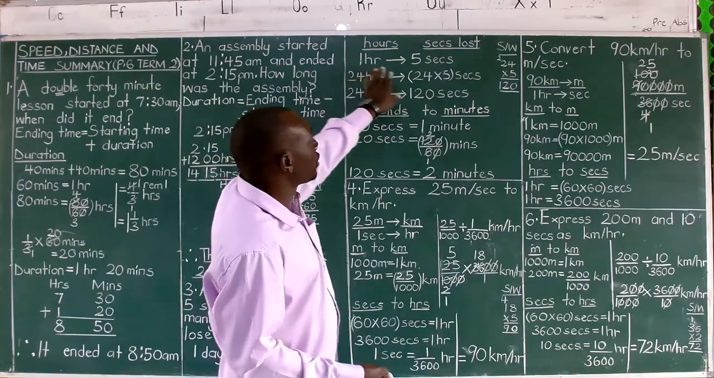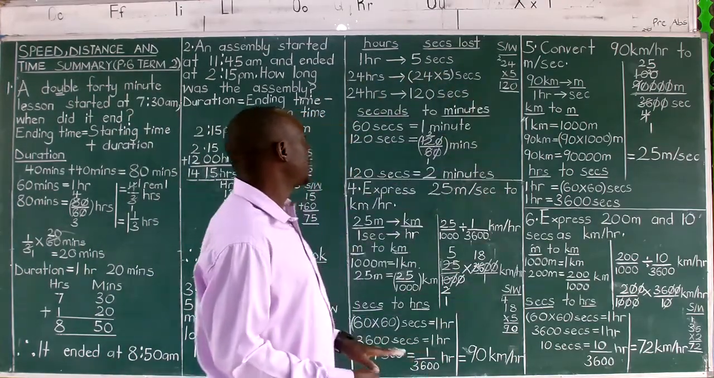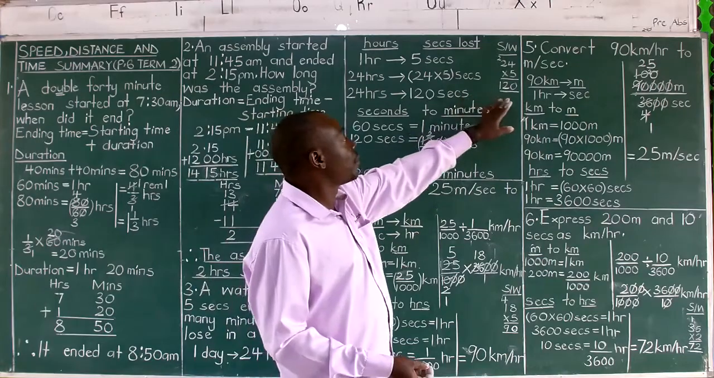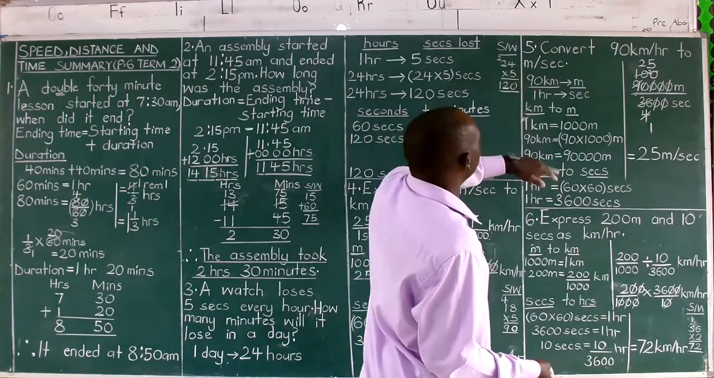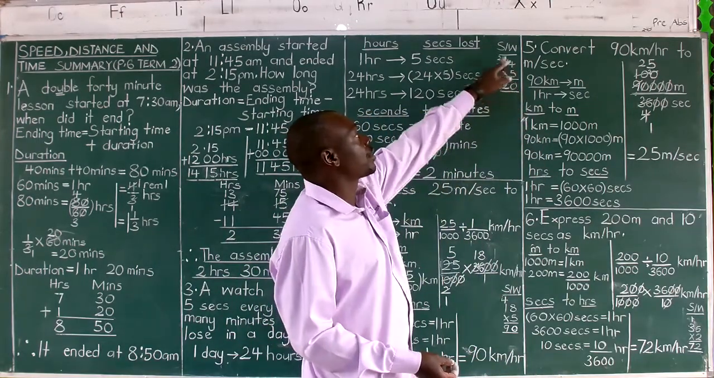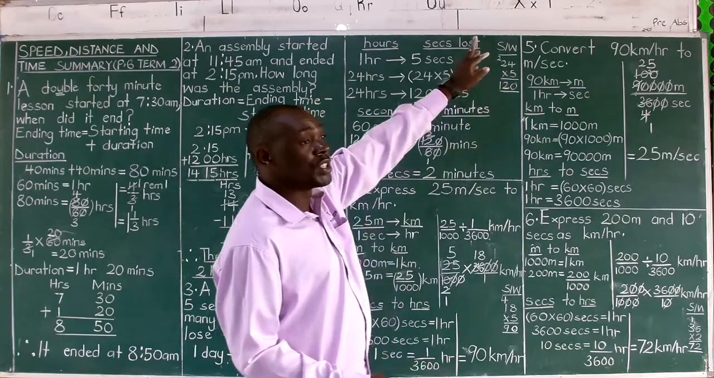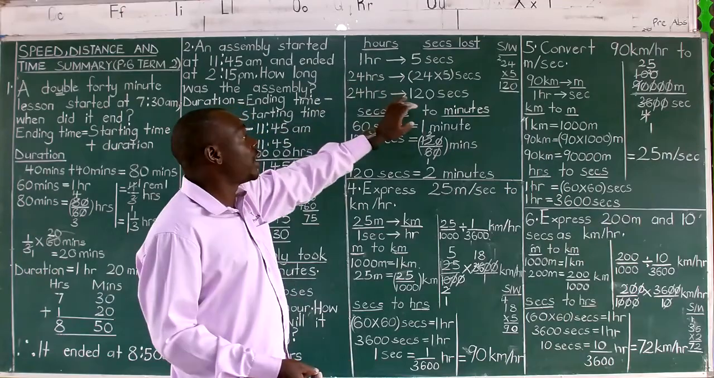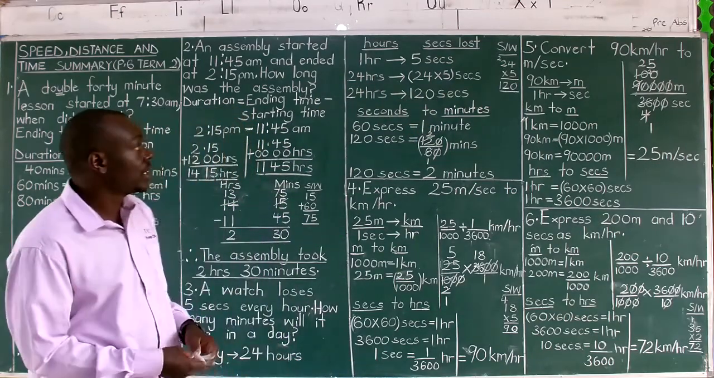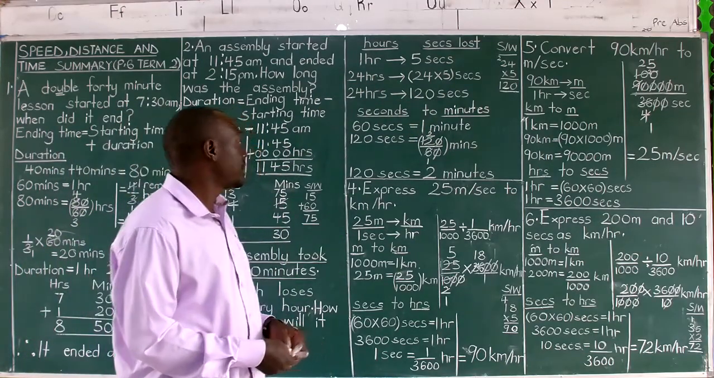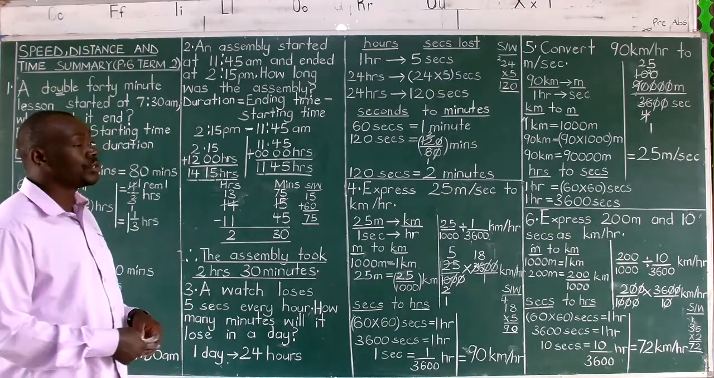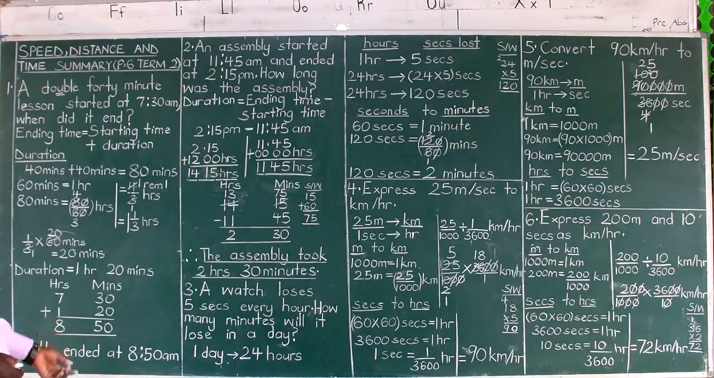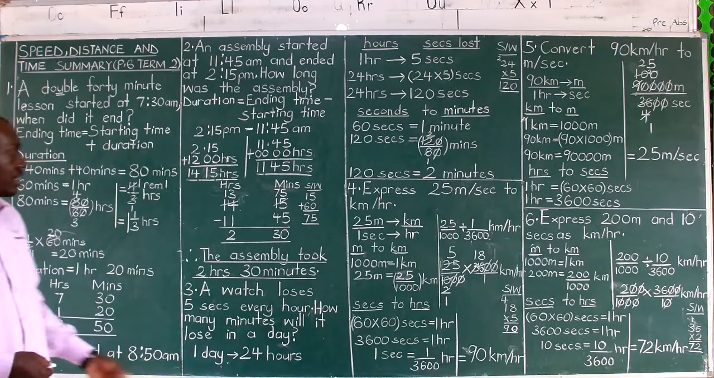You will have lost 24 times 5 seconds. So you multiply 24 by 5. 5 times 4 is 20, right? A 0, and 5 times 2 is 10 plus 2 gets 12. So in a full day of 24 hours, it will have lost 120 seconds. But I told you, learn to answer the question. The question says, how many minutes will it lose in a day?